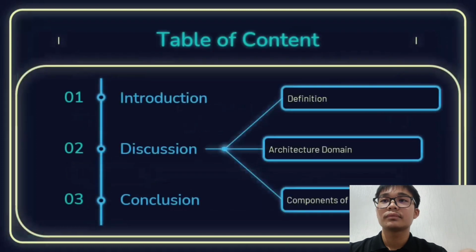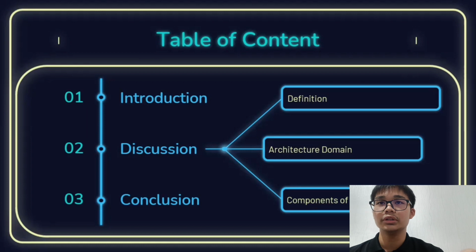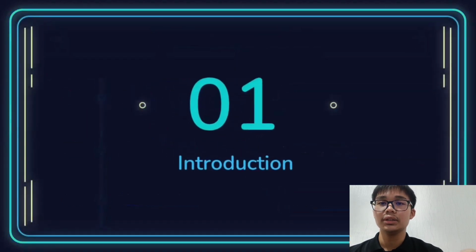Table of contents. There are three parts inside this PowerPoint. The first one is introduction. The second one is discussion, where we are going to talk about the definition of TOGAF, the architecture domain, and the components of TOGAF. And the third part of the PowerPoint is conclusion. Moving on to the first part, introduction.